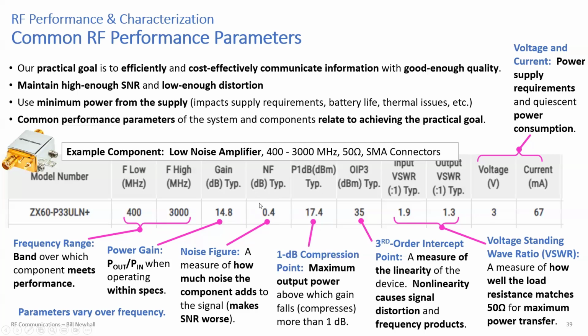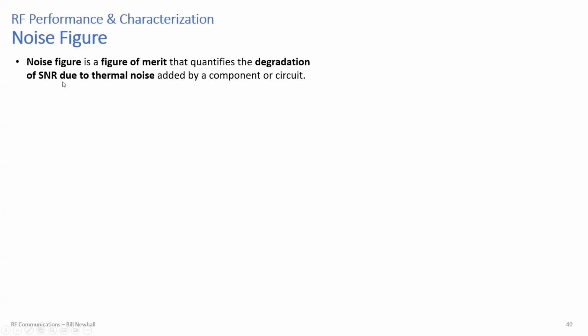Let's start talking about noise figure, because we just talked about noise. We talked about additive white Gaussian noise. Every component is going to add some noise, and that's going to affect signal to noise ratio and affect the performance of the link. So noise figure is that figure of merit that quantifies the degradation of SNR, the lowering of SNR due to thermal noise. And this thermal noise is added by, well, every component you put into the circuit.